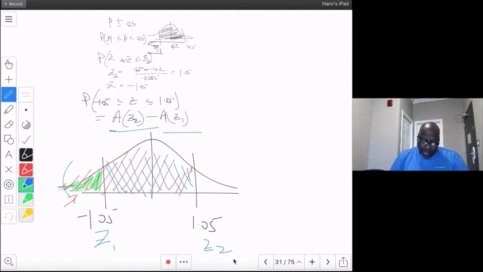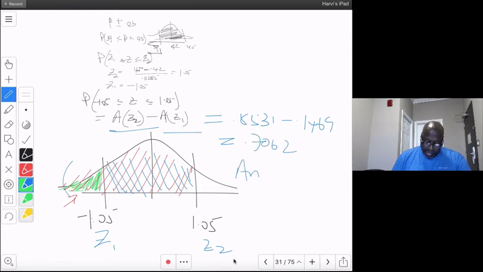Okay, so what is that equal to? It turns out, when we check our tables, that's 0.8531 minus 0.1469, which gives us 0.7062. So our answer is 70.62%. And there you go. That's all we have to do with this question.